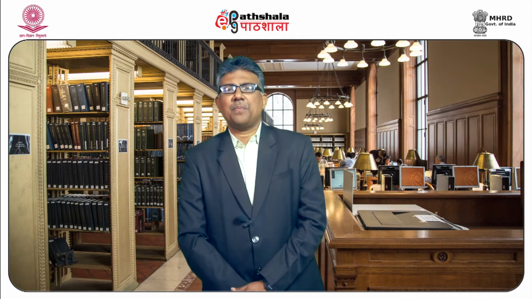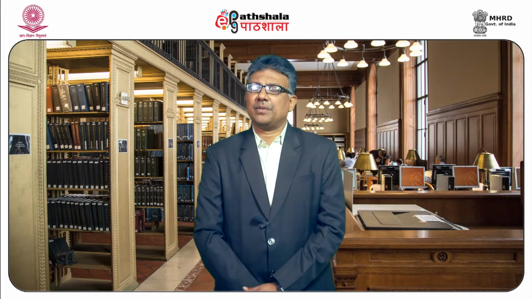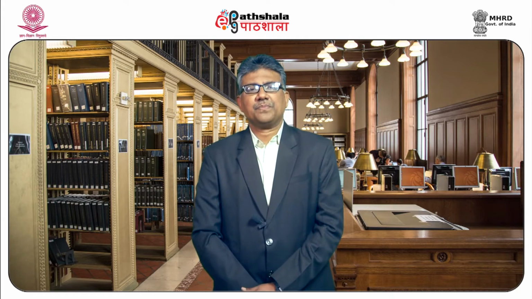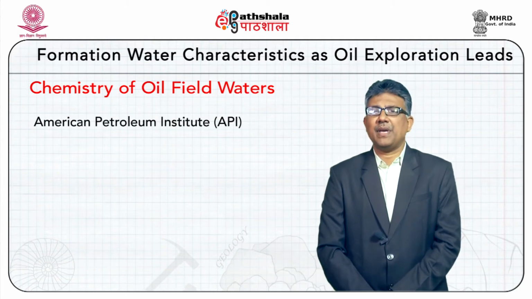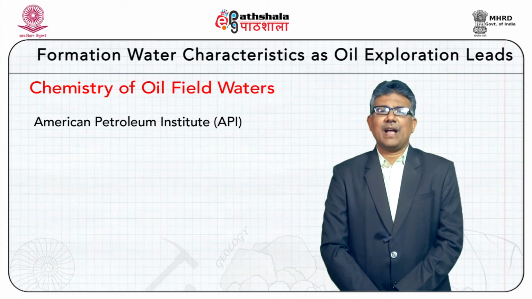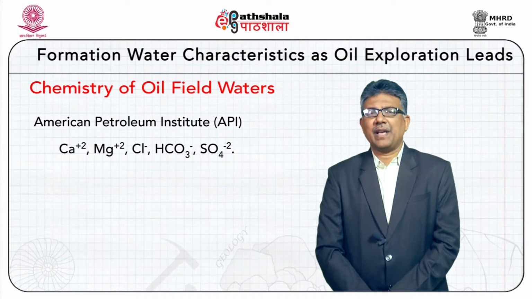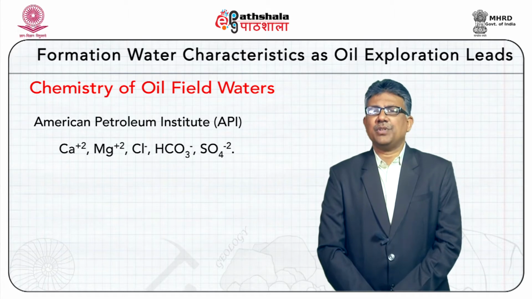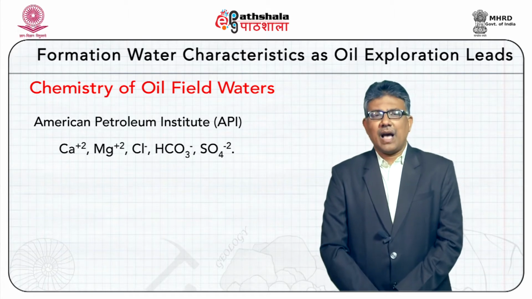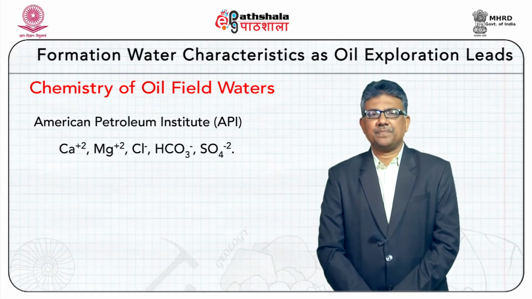Now, we come to some of the premises before we discuss the details of the oil field water analysis. Chemical analysis of oil field water is carried out by the use of methods that are standardized by the American Petroleum Institute, API, and commonly oil field waters are analyzed for five major components, that is calcium, magnesium, chlorine, bicarbonate and sulfate. The content of another cation, that is sodium, which is common in oil brine, is identified by means of difference, as it is difficult to analyze on a regular basis.